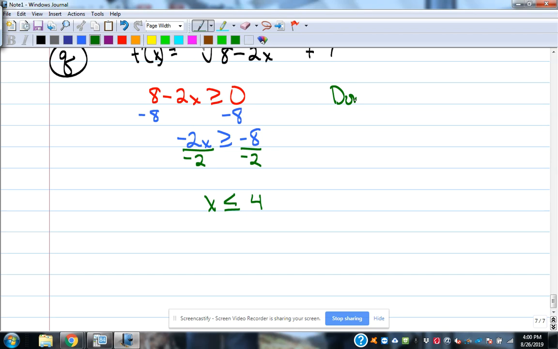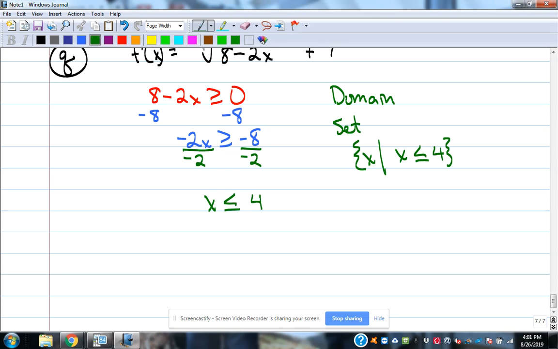So our domain, we're ready to write that out in set notation. All x's as long as x is less than or equal to 4. Set notation is really easy when it's a square root problem, and we like it a lot. But interval notation, not too much more difficult on this one.